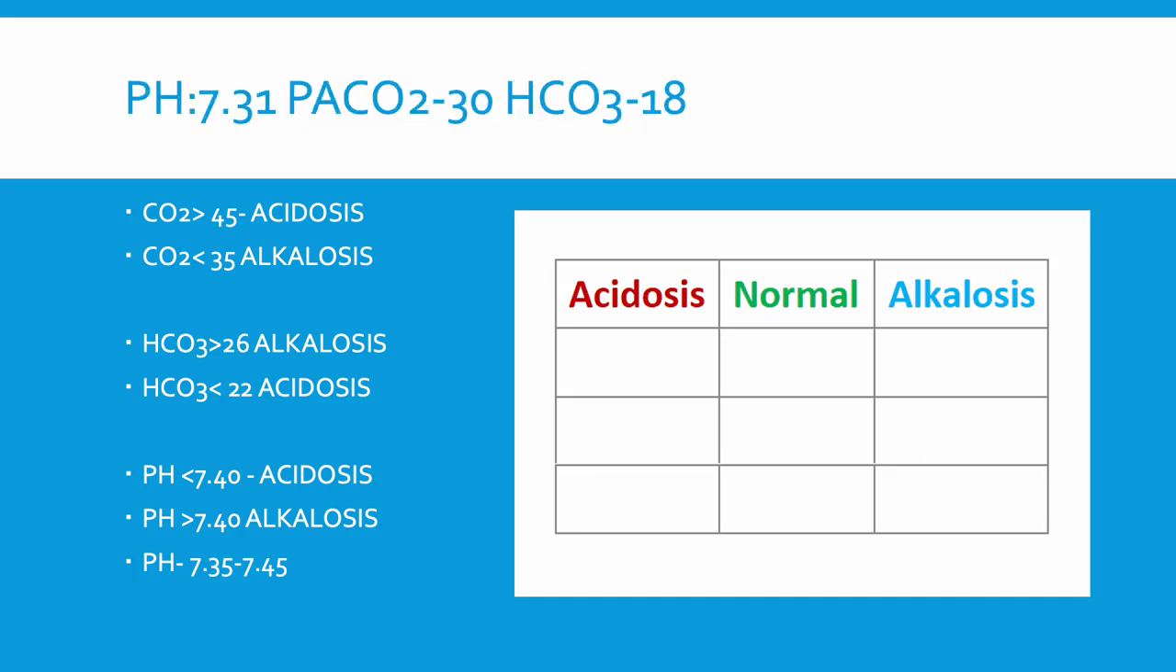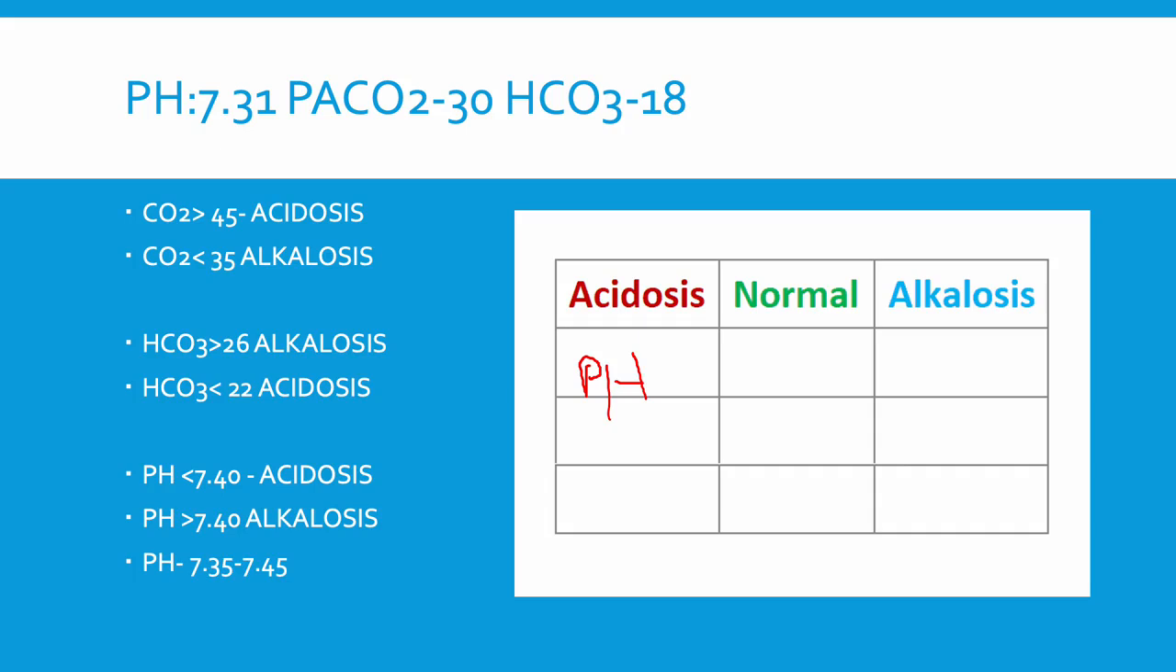All right, so let's jump into our first problem. So our pH is 7.31. So let's start there. All right, so our normal range for pH is 7.35 to 7.45. So this pH is below 7.35. So this pH is considered to be acidosis. So we're going to write pH under the acid area, okay?